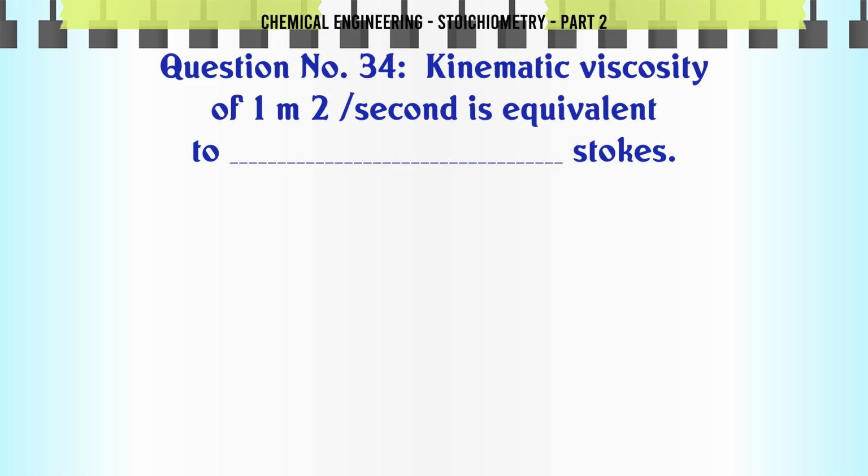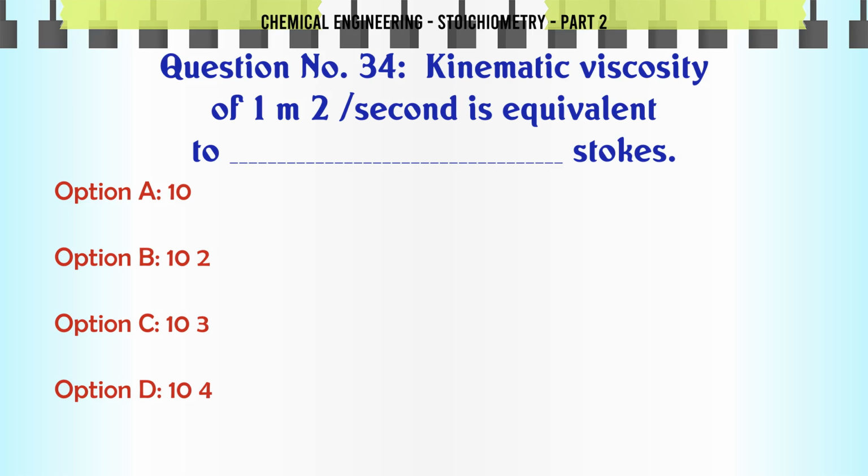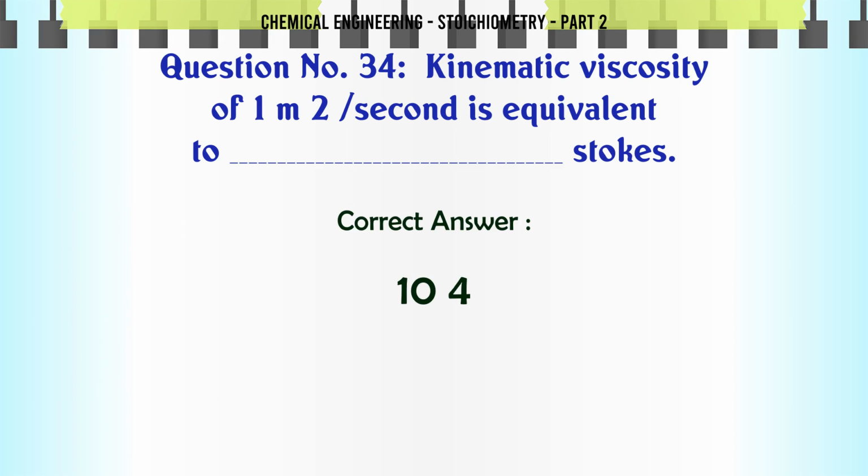Kinematic viscosity of 1 m2/second is equivalent to how many Stokes? A. 10, B. 10^2, C. 10^3, D. 10^4. The correct answer is 10^4.